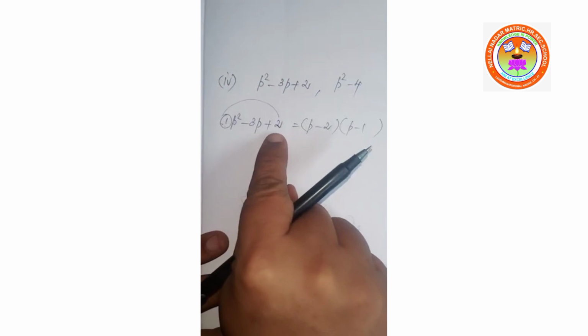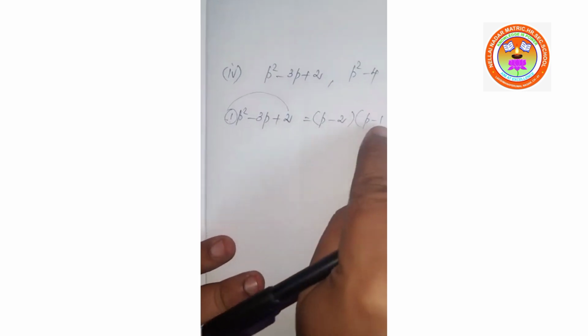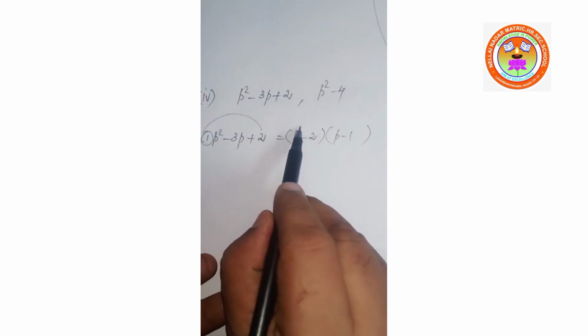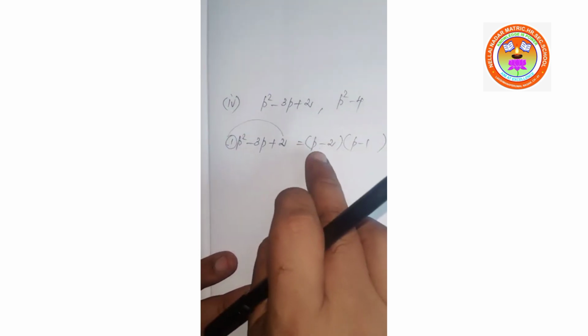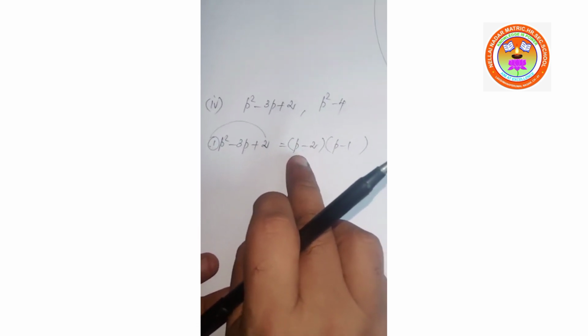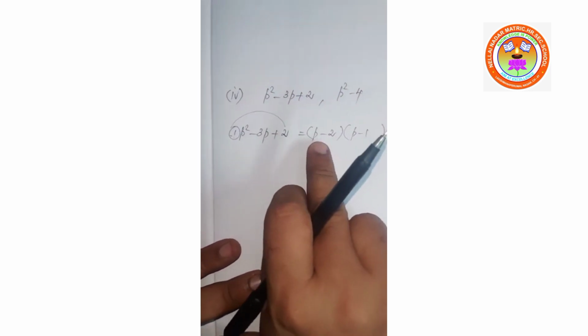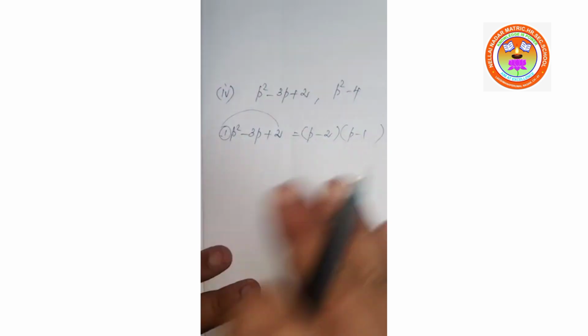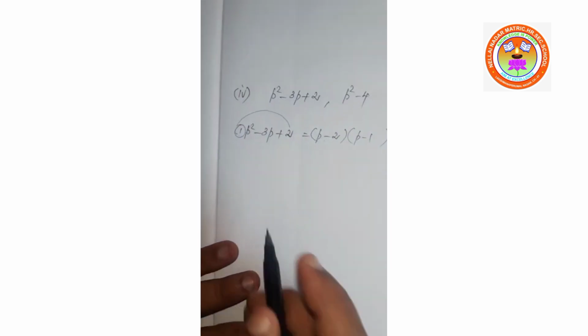Now, the quadratic polynomial has been factorized into two linear factors. Because what is the degree of the polynomial? This is 1, this is also 1. So if the degree is 1, we can say that is linear. This is a linear factor, this is also a linear factor. Okay, the first polynomial is factorized. Now I get into the second one.